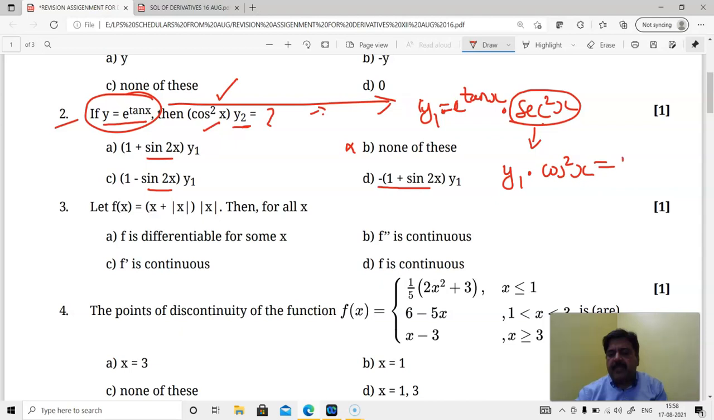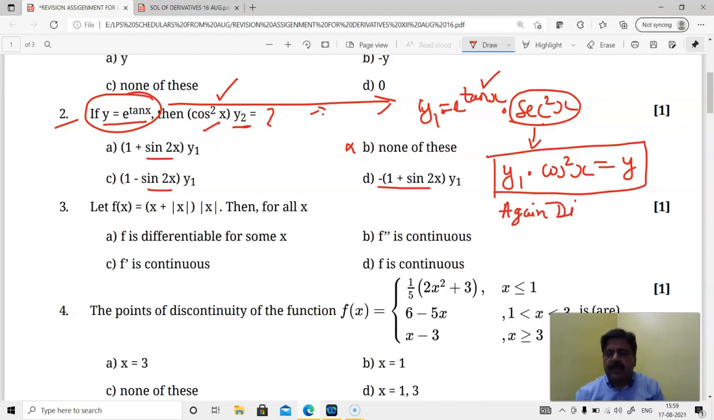as y. Why have I changed this e to the power tan x as y? Because we do not require any sort of cos to the power 4x, because if we differentiate again we'll move to cos to the power 4x. Now I again differentiate.